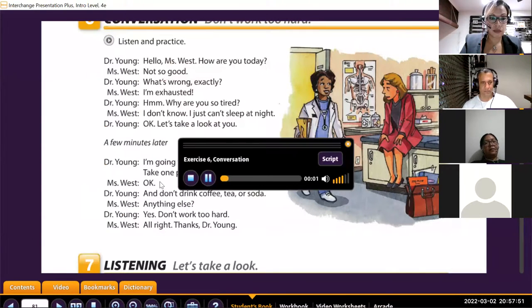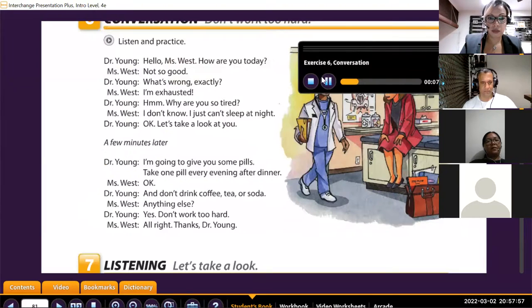Page 81, Exercise 6, Conversation. Don't work too hard. Listen and practice.